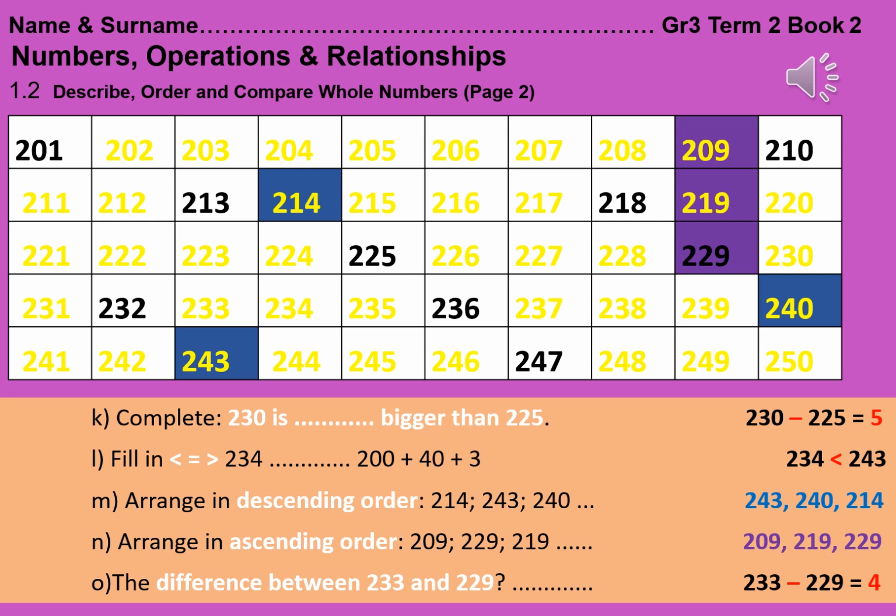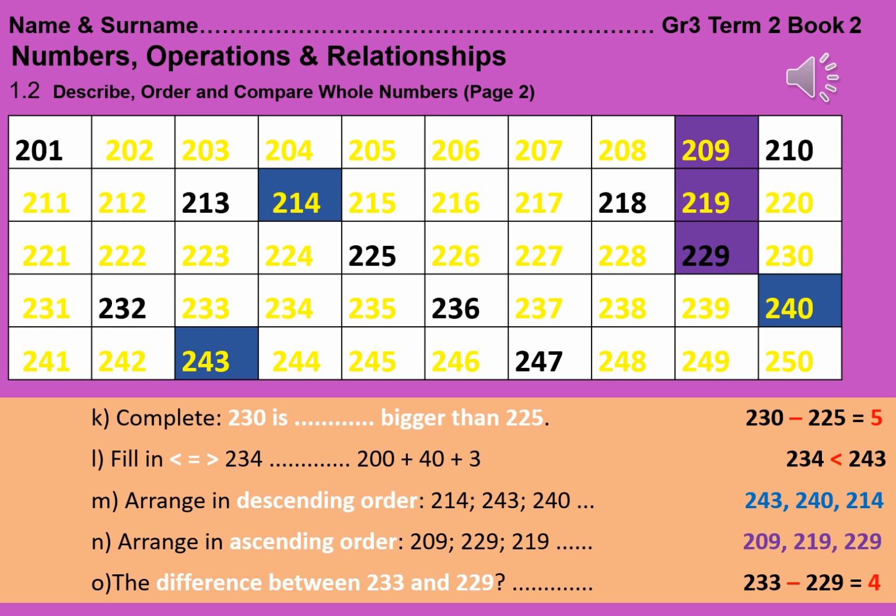Number M, please arrange in descending order. Now when I descend a mountain, I'm going from the top of the mountain downwards. So I've got those numbers and I've marked them in blue on the chart so it's easier to see. We gave you the numbers 214, 240, and 243. So which one's bigger? Yes, 243. Then 240, and then 214. Well done, learners.